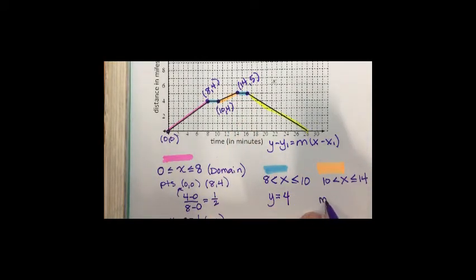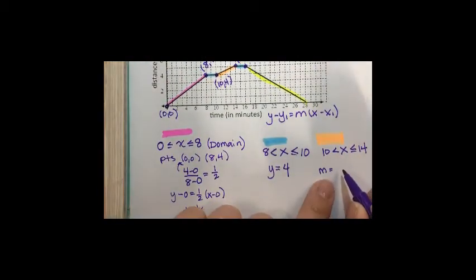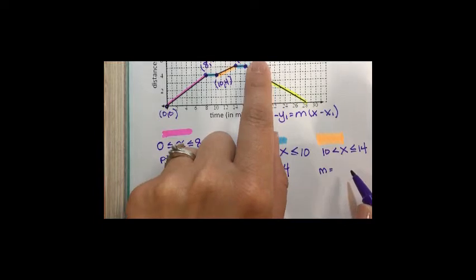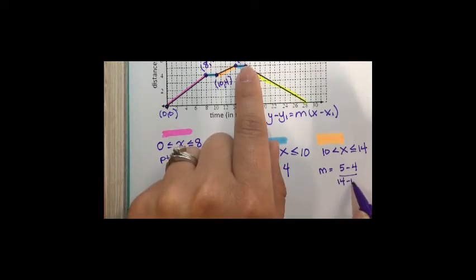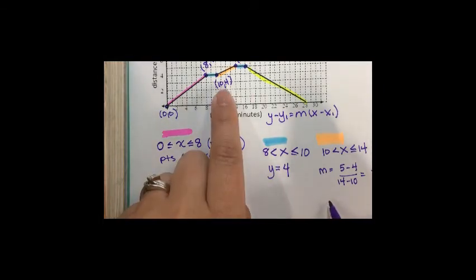Let's find my slope using my 2 points. It's y2, which is 5, minus y1, which is 4, over 14 minus 10, so I get 1/4. Again, 15 miles per hour is a quarter of a mile per minute. And then I'm going to use one of my points, so let's use the point (10, 4). So y minus 4 equals 1/4 times (x minus 10).